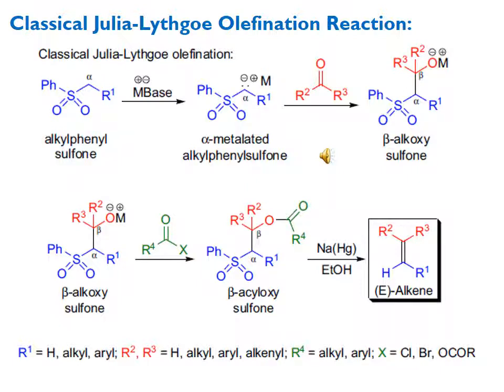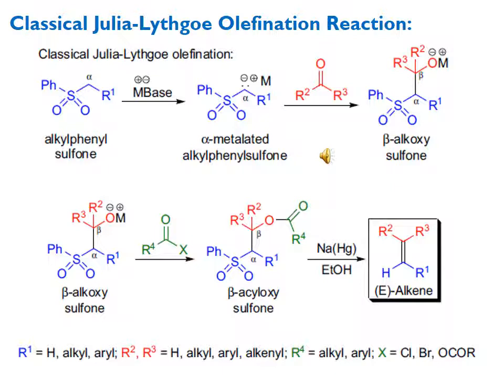Here you can see the general overall reaction for this classical Julia Lythgoe olefination. The alkyl phenyl sulfone reacts with the base to form the alpha metallated alkyl phenyl sulfone as a salt. This acts as a nucleophile through carbon, and the carbon attacks the carbon of the carbonyl group of the ketone, and we get the next product, which is the beta alkoxy sulfone, or alkoxide.